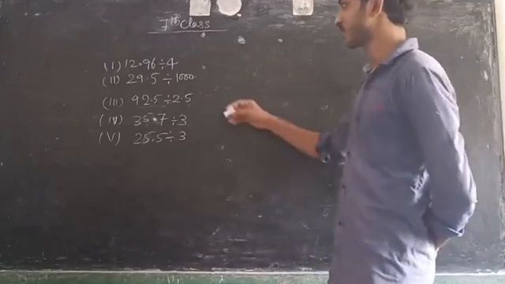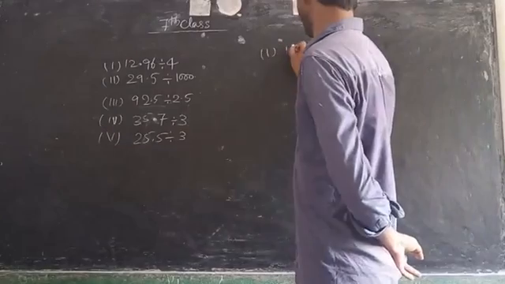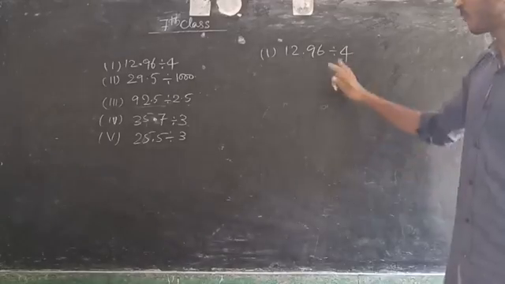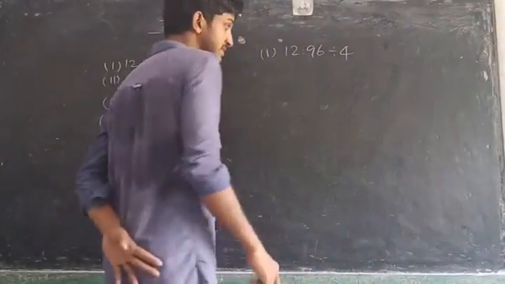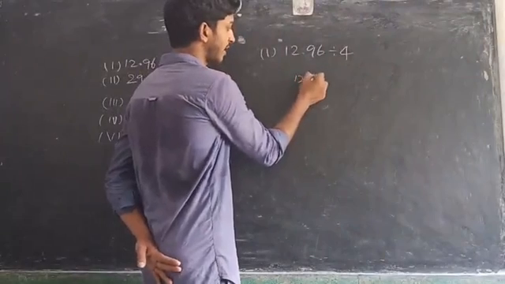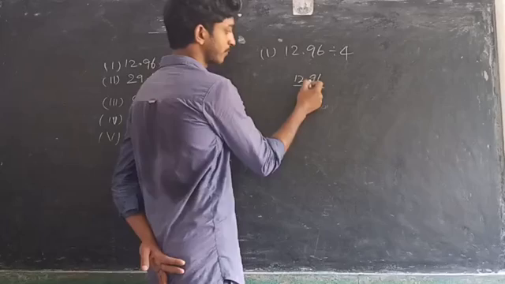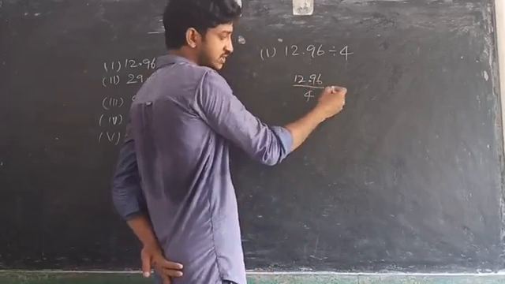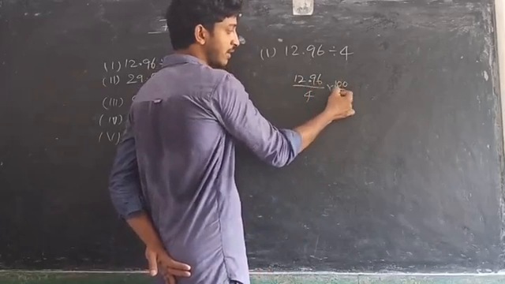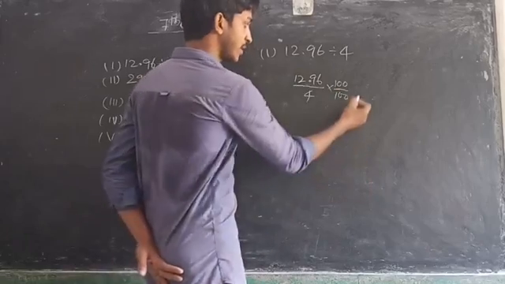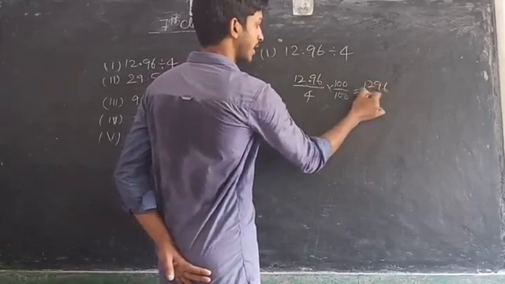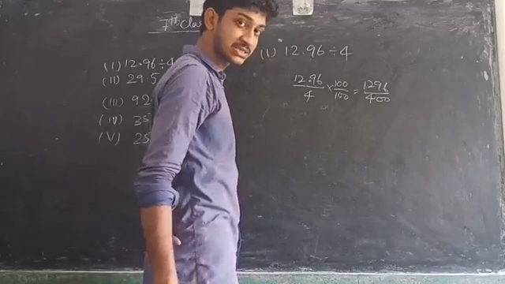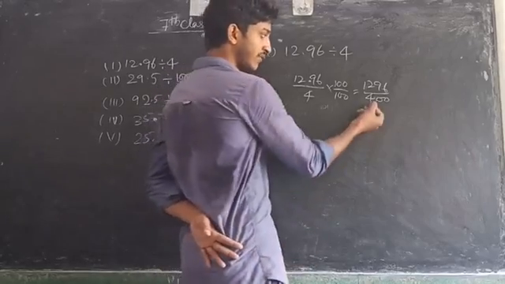Okay children, see this. I am telling the first one. 12.96 divided by 4. So we have to divide 12.96 by 4. See here, we can write it as 12.96 by 4. After the decimal point we have 2 digits. That's why I am multiplying it with 100 by 100. Now it becomes 1296 divided by 400. Now divide this.